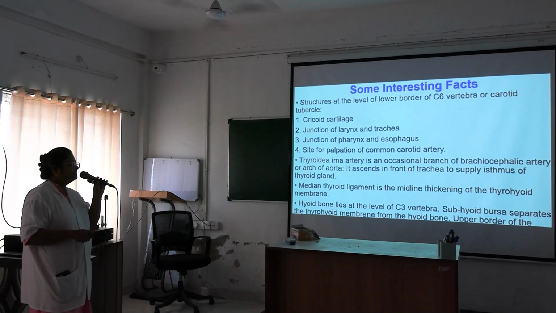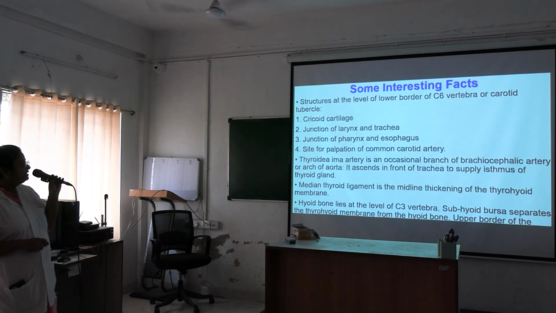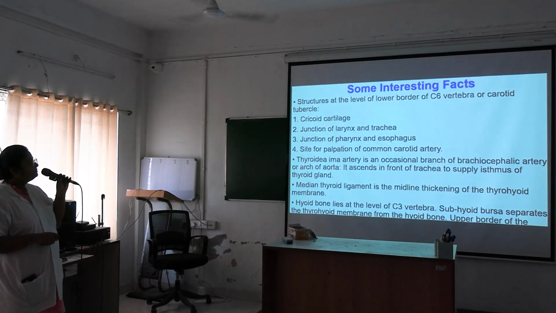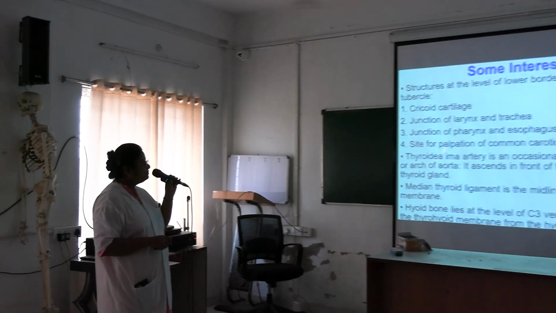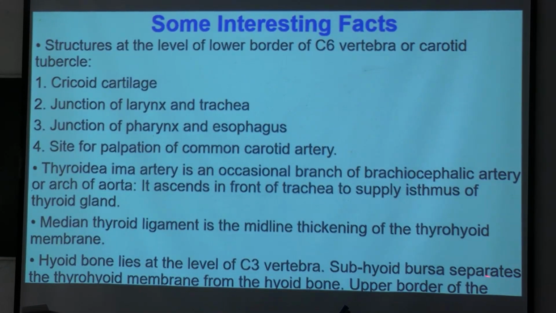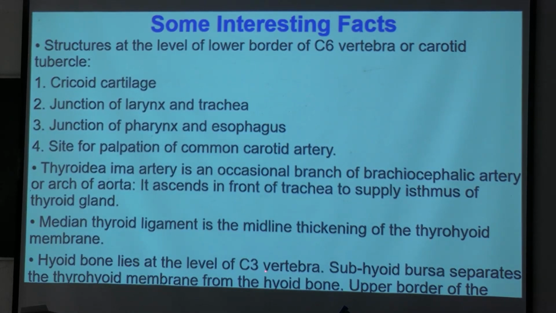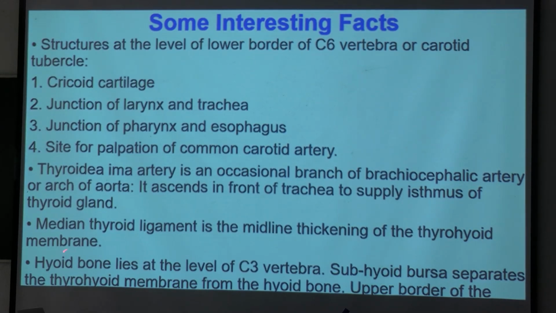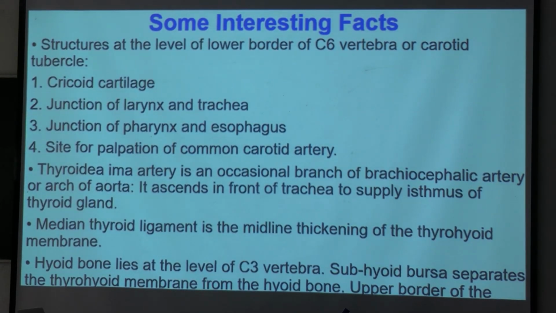Thyroidea ima artery is an occasional branch of the brachiocephalic artery or arch of aorta. It ascends in front of the trachea to supply the isthmus of the thyroid gland. If it is present, it will be present in the midline of the neck. The median thyroid ligament is the midline thickening of the thyrohyoid membrane. The thyrohyoid membrane you have seen in the previous picture, and the hyoid bone lies at the level of the C3 vertebra, and the subhyoid bursa separates the thyrohyoid membrane from the hyoid bone, and the upper border of the cricoid cartilage lies here.